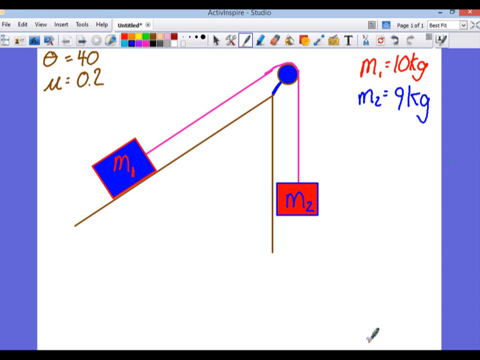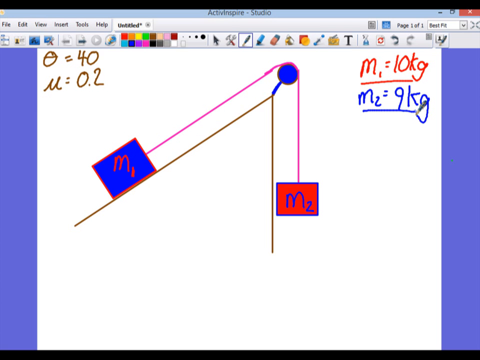Okay, welcome to the practice pulley problem that I'm going to post. I'll give you a second to draw this picture here. I have made a beautiful drawing of a ramp with two masses on it connected by a pulley. Mass 1 is 10 kilograms and mass 2 is 9 kilograms. And we have to determine which way this system is going to go.